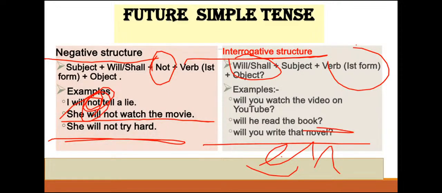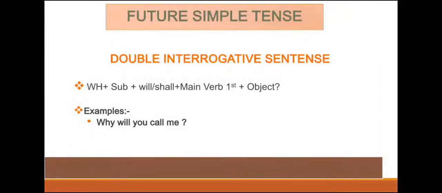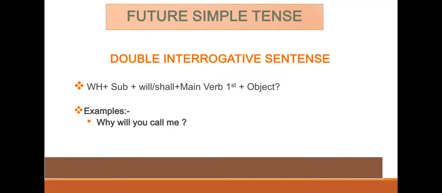Now let's move on and talk about the last form of the future simple, that is the double interrogative structure. Double means, it is pretty common, pretty acceptable, that double always means twice, like you're asking two questions at the same time in the same sentence. Let's check out if it is working or not.